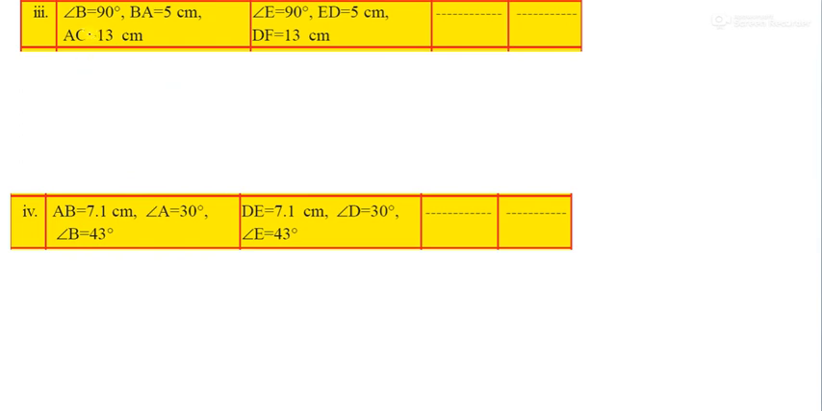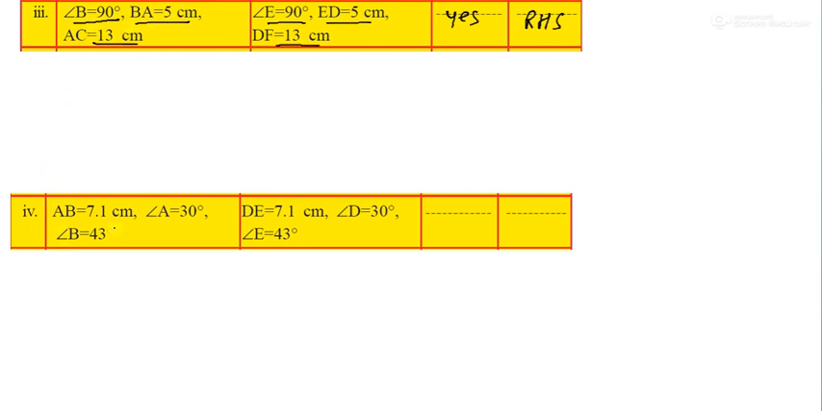Now come to the next question. Angle B is given as 90 degrees, so angle E is equal to 90 degrees. Correct. BA is equal to 5 centimeter, so ED is equal to 5 centimeter. AC is equal to 13, that is the hypotenuse, and DF is equal to 13 centimeter. That means it is yes, and the rule is RHS, right angle hypotenuse side. Look, the right angle is there, and the hypotenuse and one side.